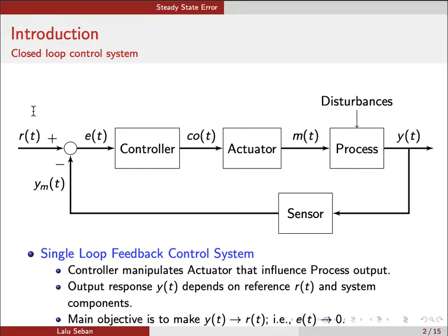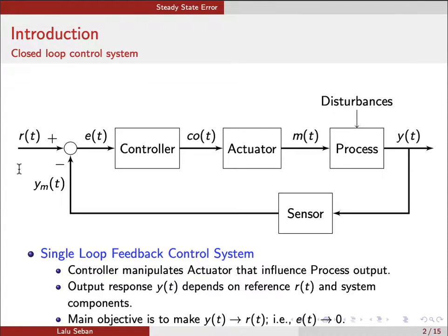The major components of a single input single output closed loop control system include a controller, final control element which is also known as actuator, sensor, in addition to the main process. Controller, actuator, sensor are individually unique systems with their own inputs and outputs. These systems are connected in a certain pattern to get a closed loop system. So now let us see the various signals that are present in this system.